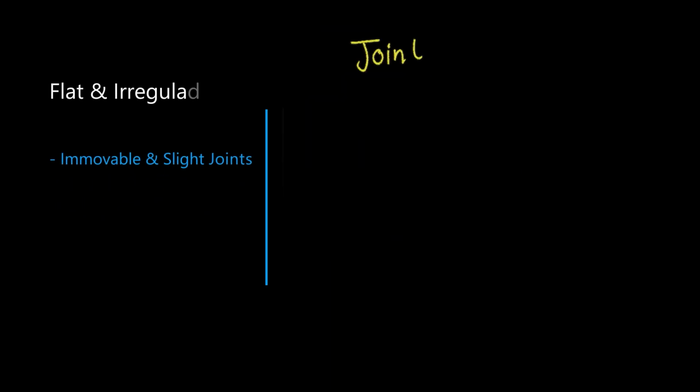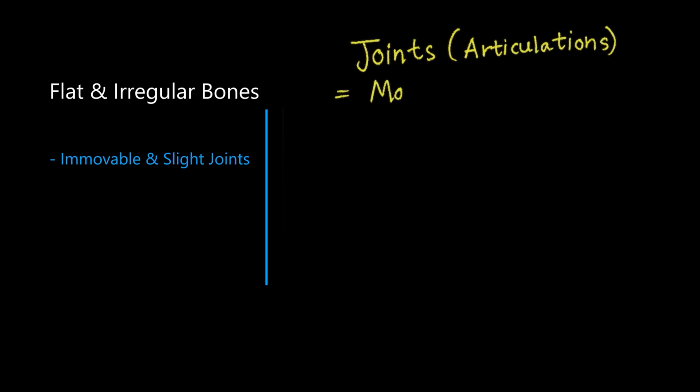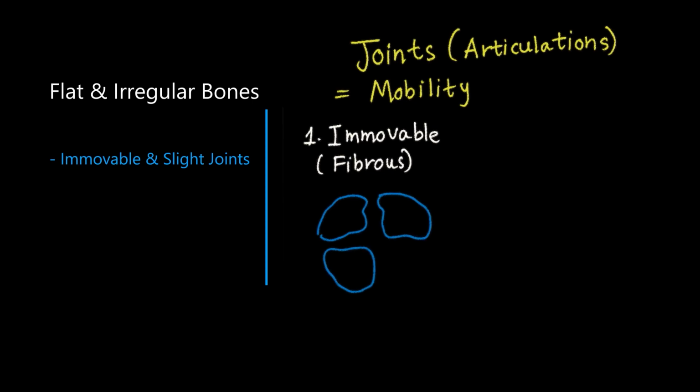Now, a skeleton would just be a pile of bones without joints, the places where two or more bones meet. Joints, also called articulations, are what give our skeleton mobility. They are classified by their degree of movement, and this is a key concept. First, there are immovable joints, also called fibrous joints. The bones here are fused together and permit no movement at all.